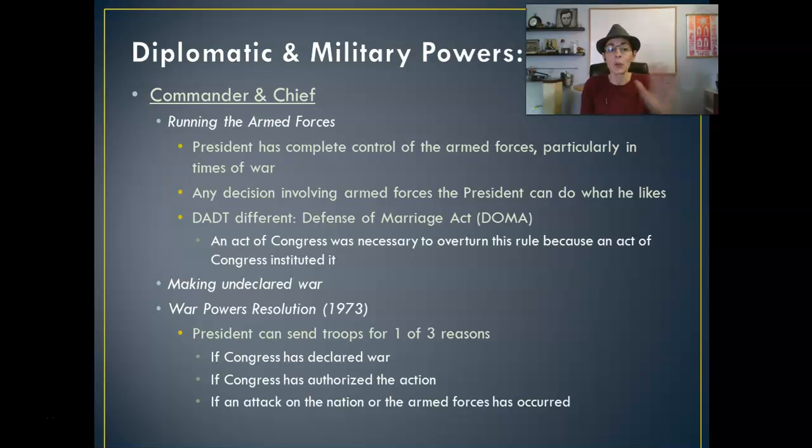Now, the president, under the War Powers Resolution of 1973, which was passed in response to the Vietnam War, which was an undeclared war, they gave the president 3 options for sending troops. If Congress has declared open war, if Congress has authorized the action, or if an attack on the nation or armed forces has occurred, the president must respond. So if an attack has occurred, the president, under the War Powers Act, can respond and send troops and react. But again, after 90 days, he's got to go to Congress.